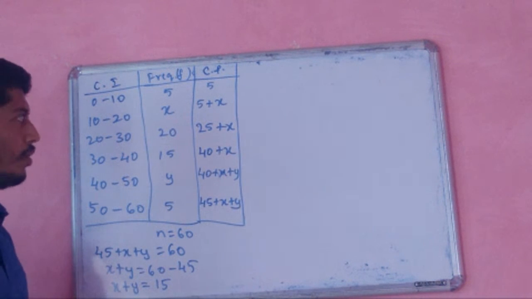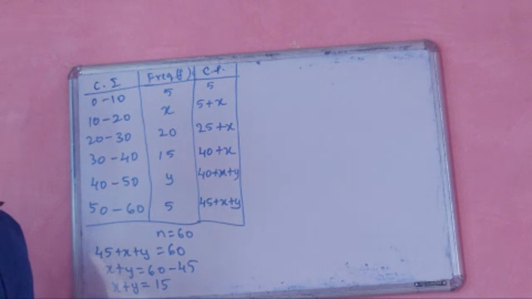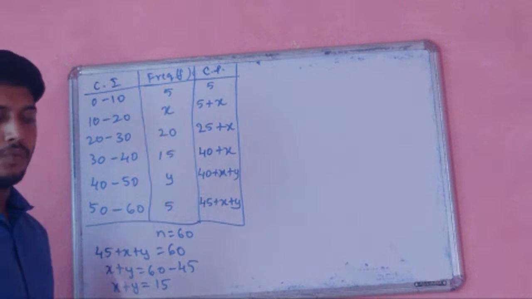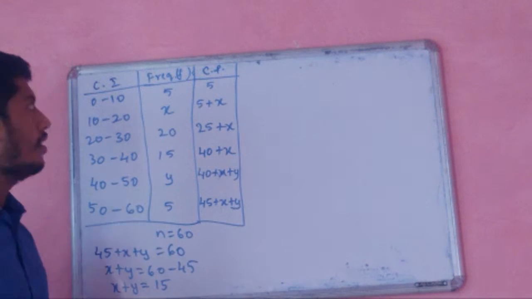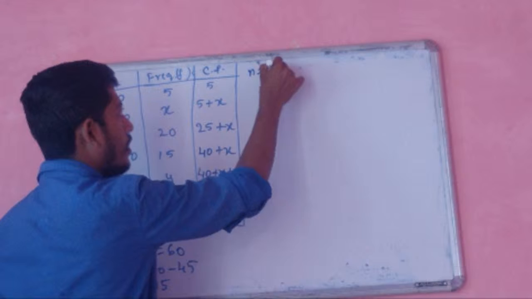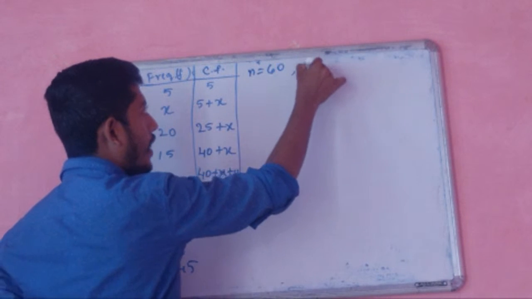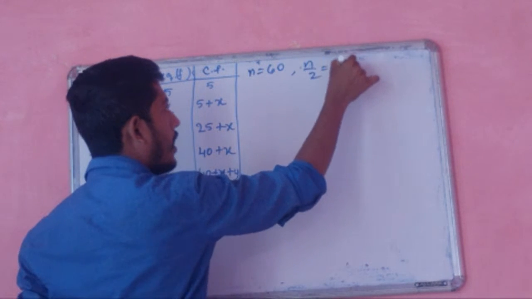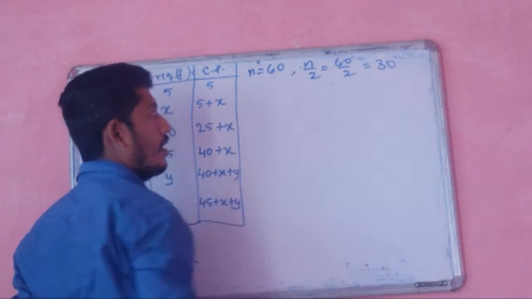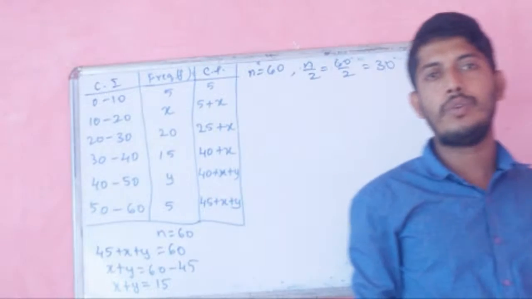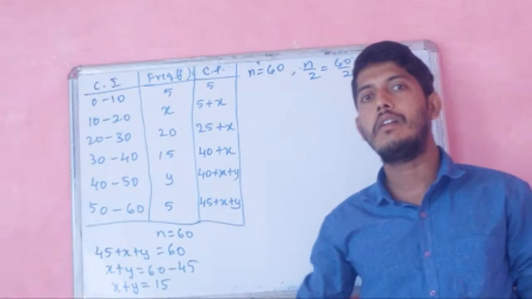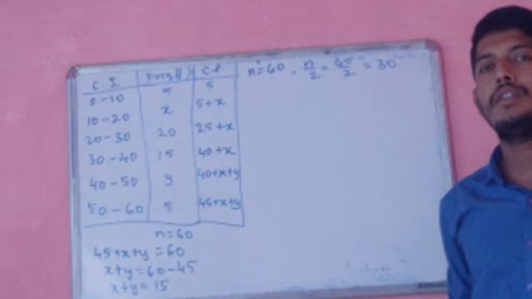Next we have to find out the median class interval. Here the total number of observations is 60, so n equals 60. Now we have to find n by 2. N by 2 is 60 by 2, which is 30. To find the median class interval, we have to find a value that is greater than n by 2 and nearest to it.